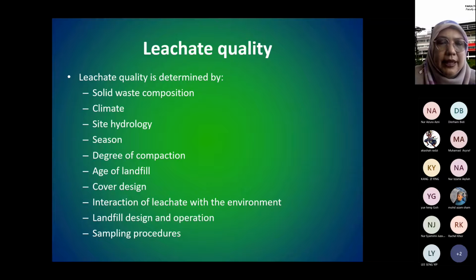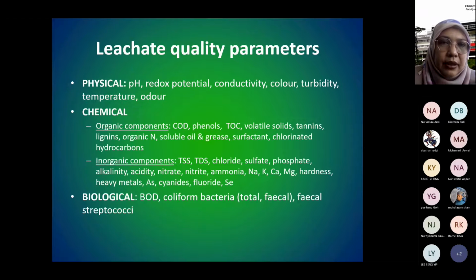Leachate quality is determined by the waste that is placed there. If there is more organic waste or food waste, the quality would be different compared to a landfill where only construction waste is placed. So leachate quality is determined by the solid waste composition, climate, site hydrology, seasons, degree of compaction, age of the landfill, cover design, interaction of leachate with the environment, landfill design and operation, and also the sampling procedure.